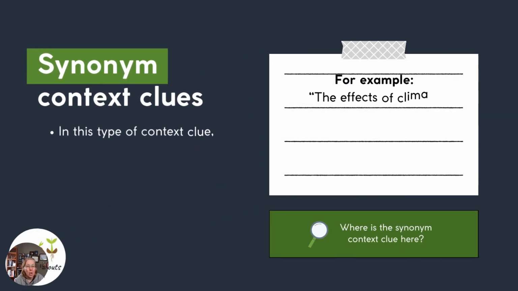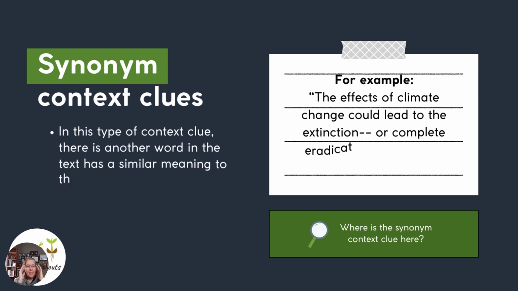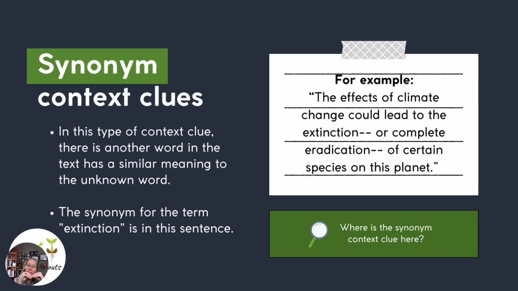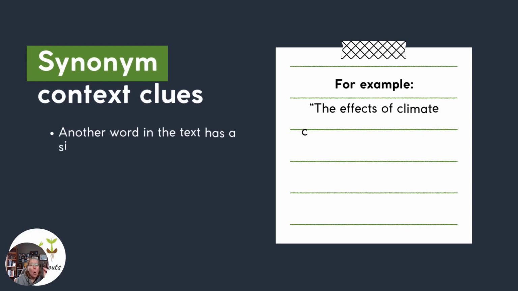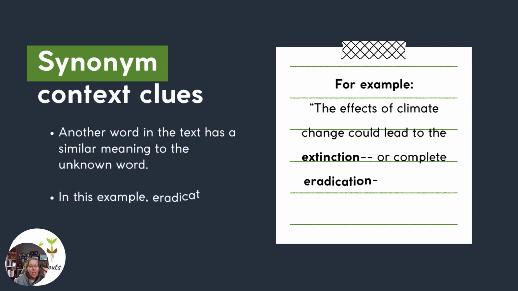A synonym context clue. This is when there's another word in the text that has a similar meaning to the word that we don't know. So the effects of climate change could lead to extinction or complete eradication of a certain species on this planet. Here, the synonym for the term extinction is in the sentence, and we can help to see this with the word or. So extinction and eradication have a similar meaning.